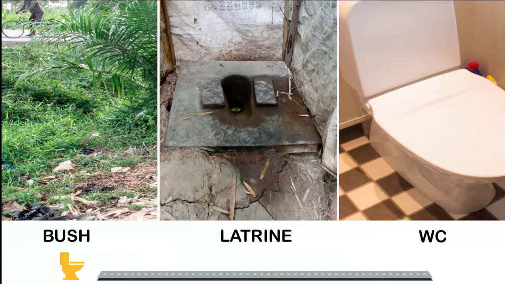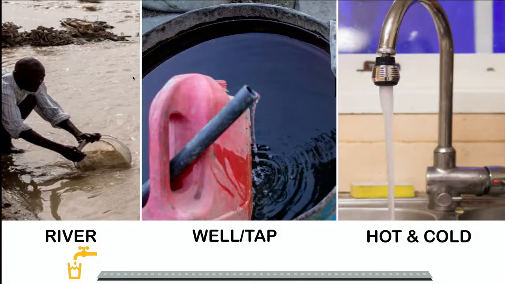Toilet goes from using the bush to having a latrine to having a water closet. Getting water, going from getting it from an unsafe place, surface water, to having a well or a tap, and to using hot and cold water indoors.